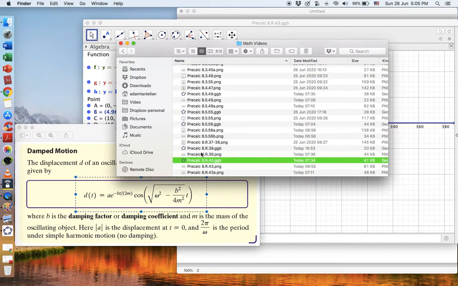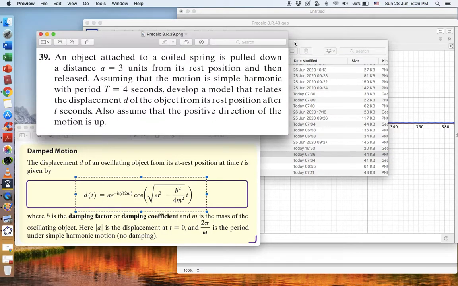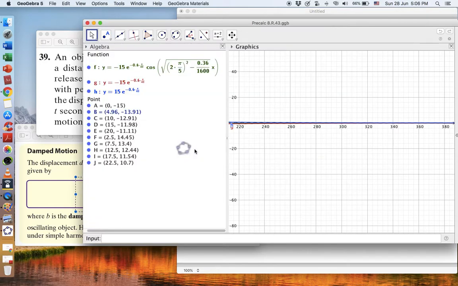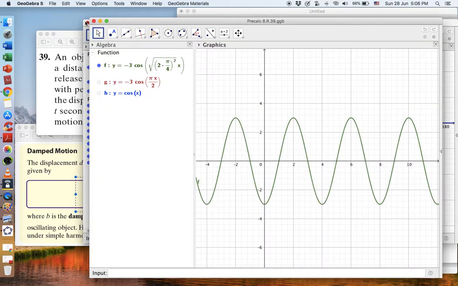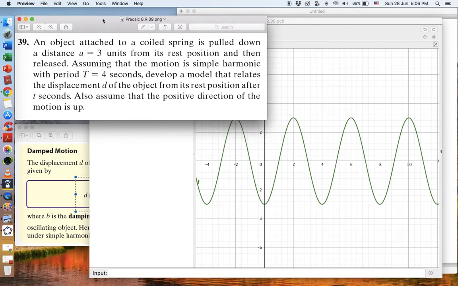And so lastly, let's develop a model here. An object is attached to a coiled spring, is pulled down at a distance a of 3 units from its resting place and then released. Assume the motion is simple harmonic with a period T of 4 seconds. Develop a model that relates the displacement d of the object from its rest position after t seconds. Also assume that the positive direction of motion is up.